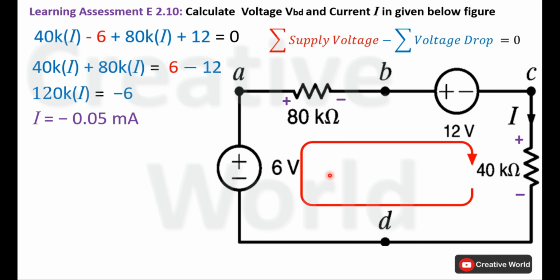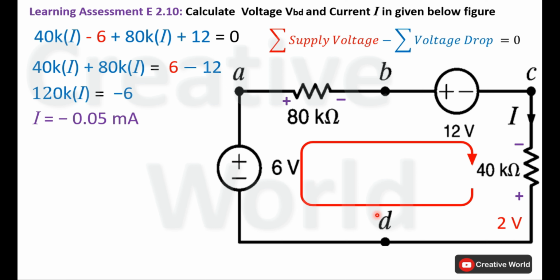Now we will calculate the voltage across these two resistive elements and then we will calculate the voltage VBD. The voltage of this 40 kilo ohm resistance will be the resistance value multiplied by the current through it, that is minus 0.05 milliampere. So the answer will be minus 2 volt. This minus sign is indicating that the voltage across this resistive element is exactly opposite to this polarity. This minus will be changed to a positive sign and this plus will be changed to a negative sign. Now the voltage across this resistive element will be 2 volt.